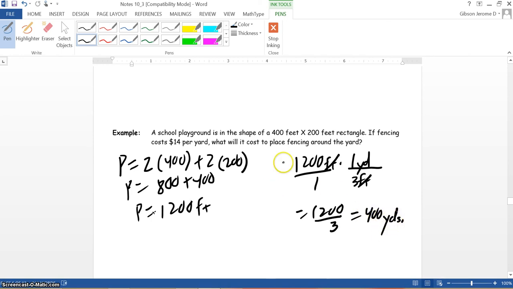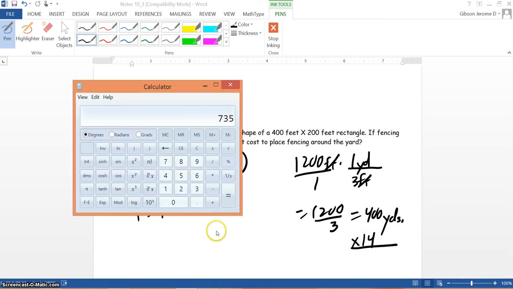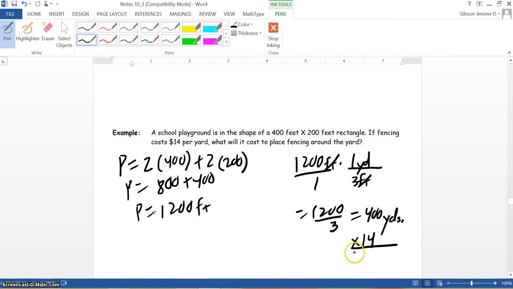Now we want to take these 400 yards and multiply by the $14, as we're trying to figure out the cost. So we would take 400 times 14, and that gives us $5,600. And that's how much it will cost.